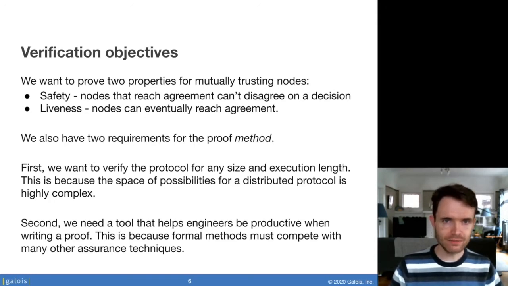The second requirement is that we need tools that can help us be productive while doing proofs. By productivity, I mean the level of effort it takes to achieve a particular level of confidence in a system. Productivity isn't much talked about in formal methods. However, I'd argue that it's a key measure of how useful a formal methods tool is in production.